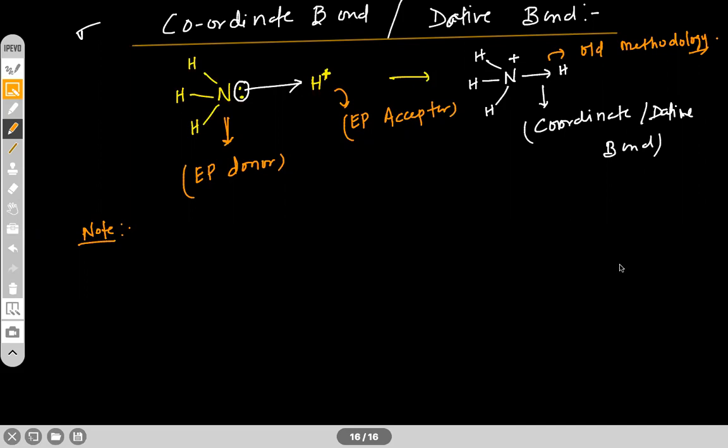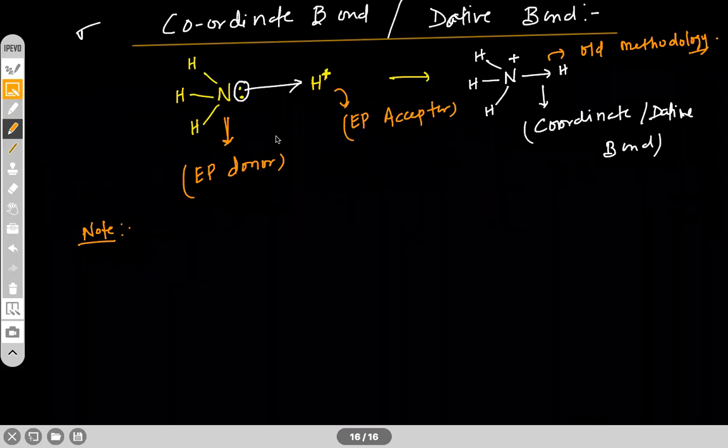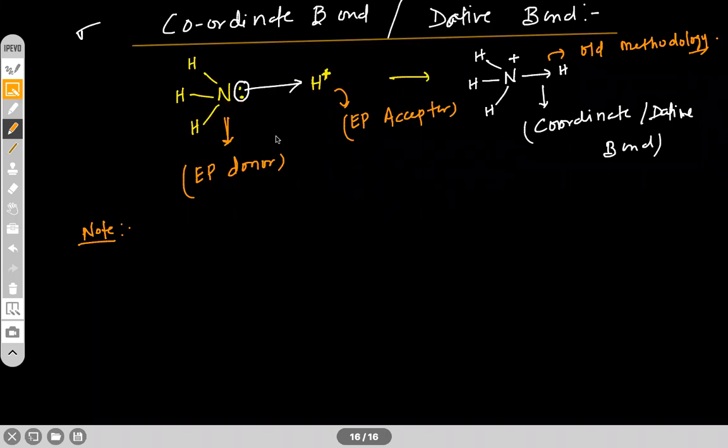Nowadays, coordinate bond, EP is the electron pair, acceptor, electron pair donor. Note on this point, nowadays coordinate bond is considered as a type of covalent bond. Okay. So there are two cases to represent the coordinate bond. Case one, as a type of covalent bond.